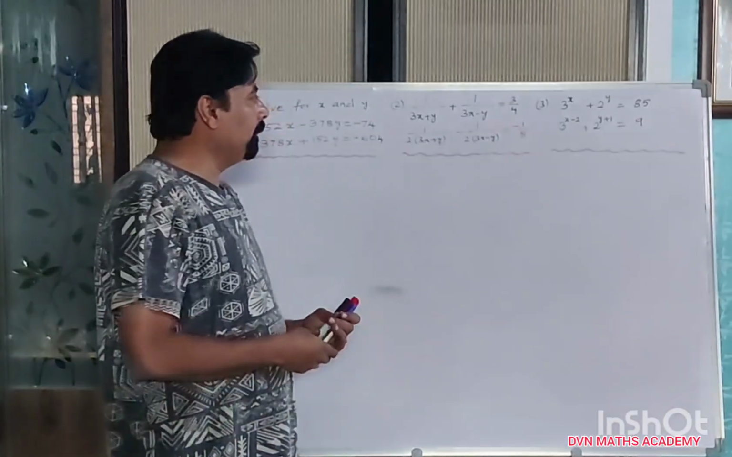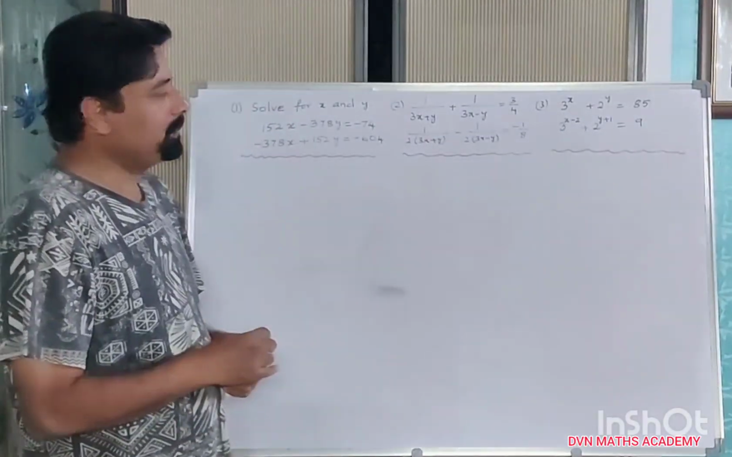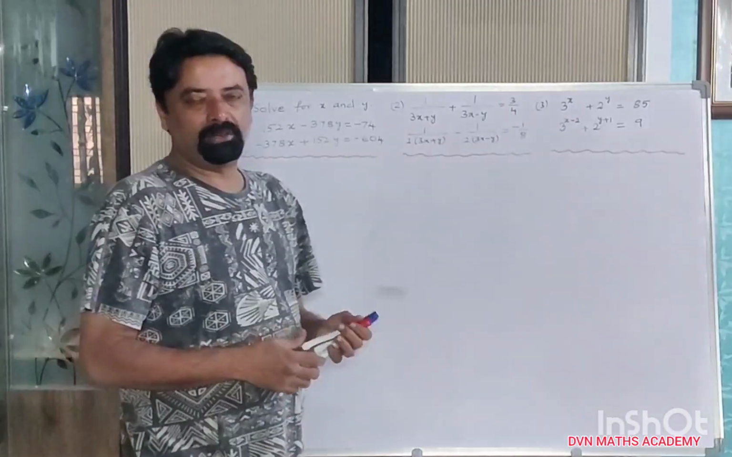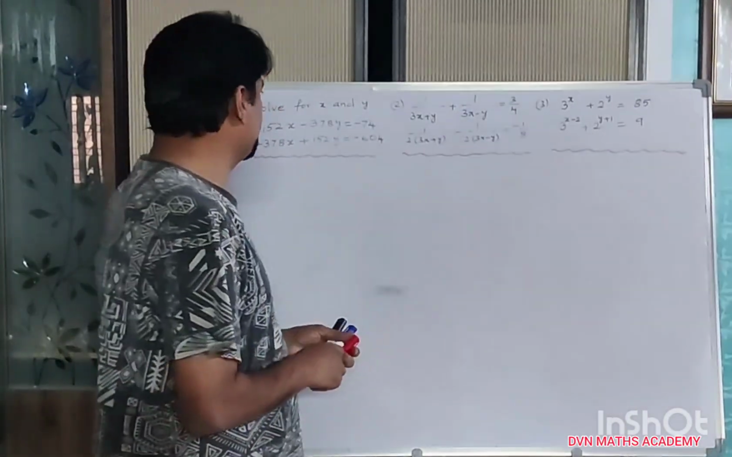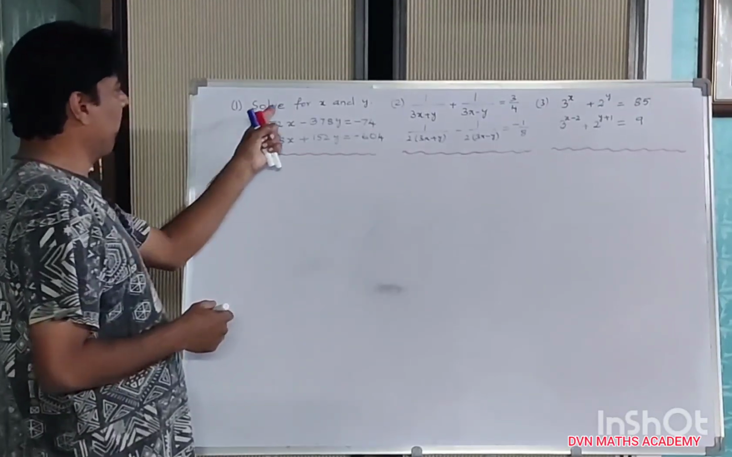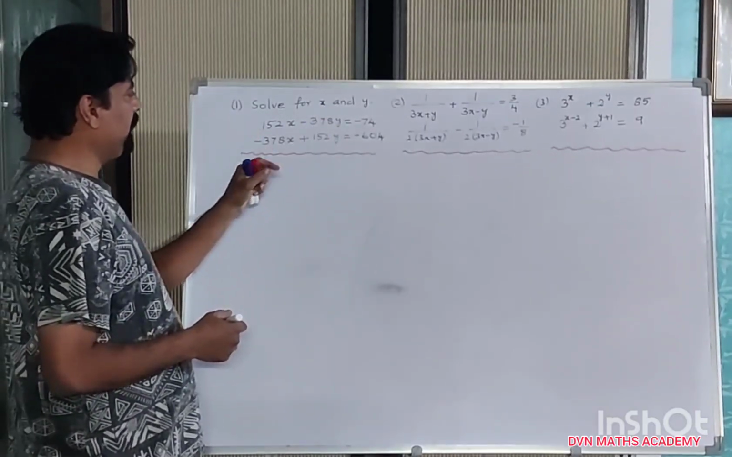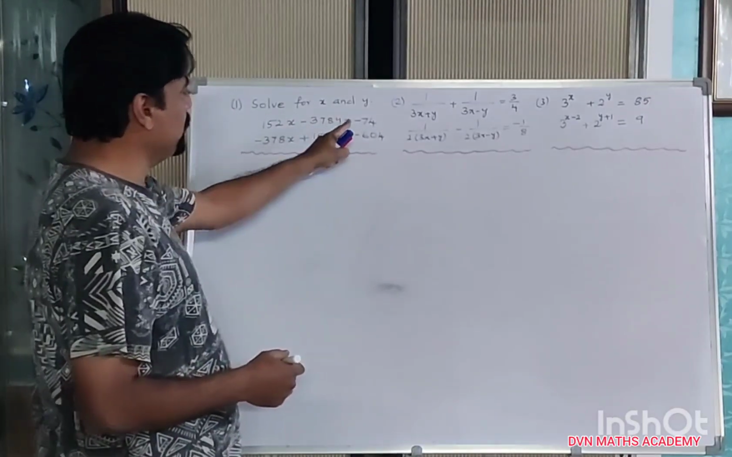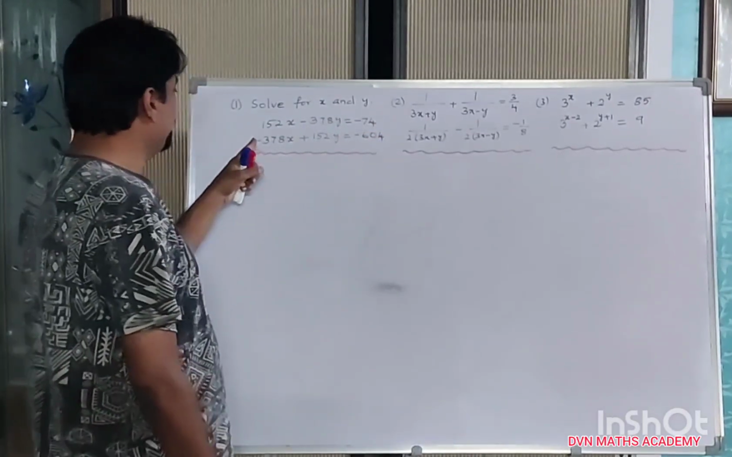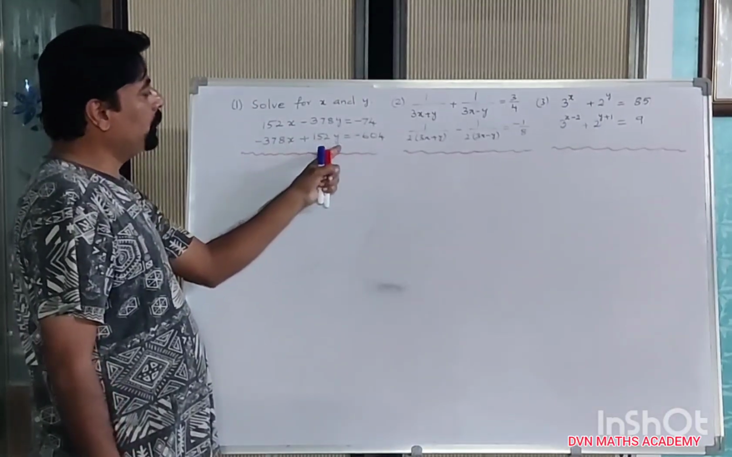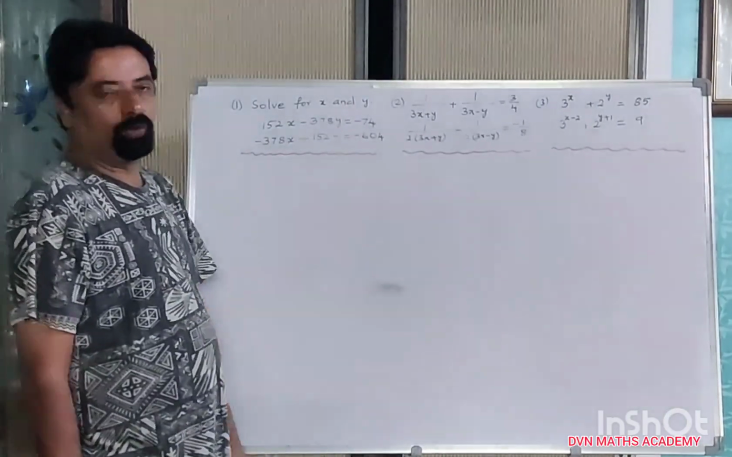But while solving these pair of linear equations, you will get some difficult questions. We need to discuss those difficult questions in today's class. For example, if you see the first question, solve for x and y. The pair of linear equations are given as 152x minus 378y is equal to minus 74. And the next equation is minus 378x plus 152y is equal to minus 604.